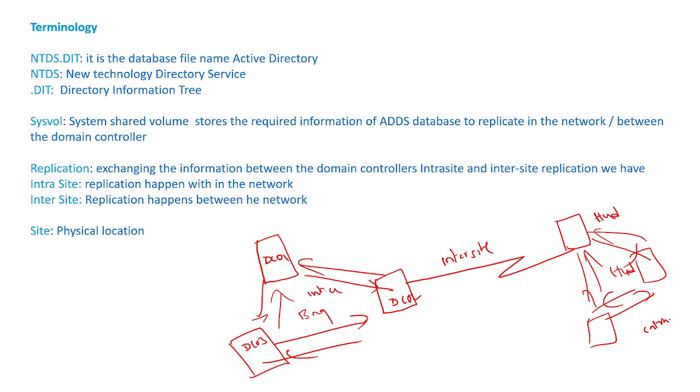Site means it is a physical location. Bangalore is a physical location, Hyderabad is a physical location. It is not necessarily only two different cities. Say for example in Bangalore, you have one office in Whitefield, another in Manyata Tech Park, and another in EcoSpace Bellandur. If the replication happens between Whitefield, Manyata Tech Park, and EcoSpace, which are different physical sites, that is also called inter-site. Within the Manyata Tech Park only, in the same building, if you have two domain controllers, that is intra. Okay, that's about the terminologies, the replication and the sites information.